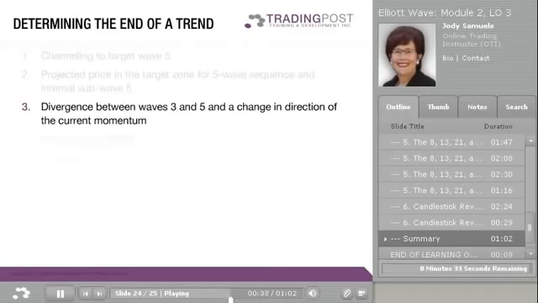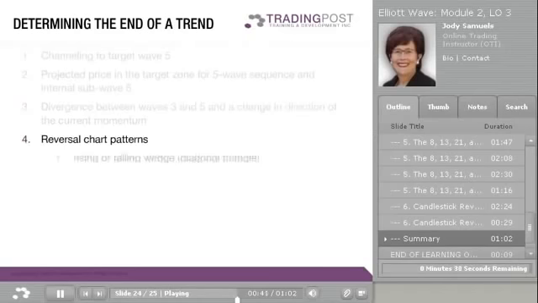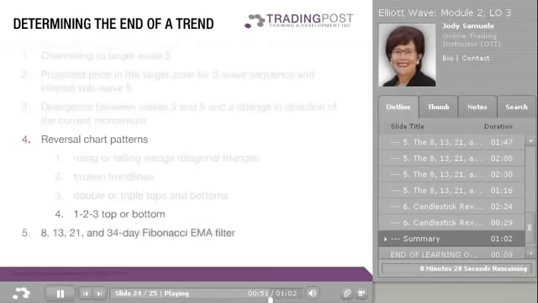4. Reversal chart patterns, including rising or falling wedges, broken trend lines, double tops or triple tops and bottoms, a 1, 2, 3 top or bottom. And 5. The 8, 13, 21, and 34-day Fibonacci EMA filter. And finally, 6. Candlestick reversal patterns.